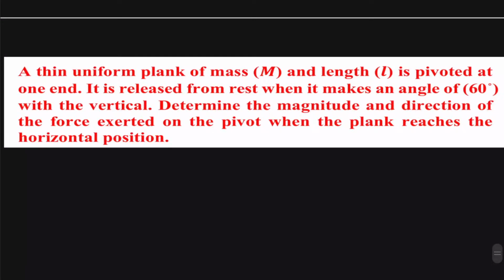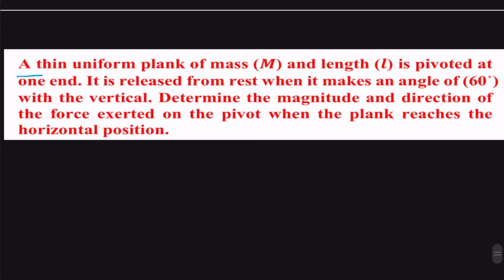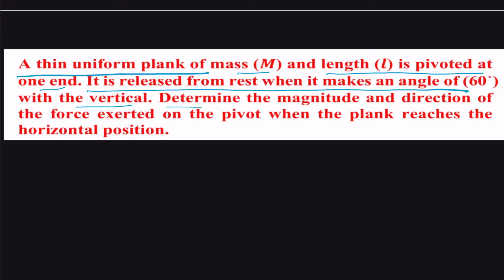It states that a thin uniform plank of mass m and length L is pivoted at one end. It is released from rest when it makes an angle of 60 degrees with the vertical. Determine the magnitude and direction of the force exerted on the pivot when the plank reaches the horizontal position. So this is comparatively easy.